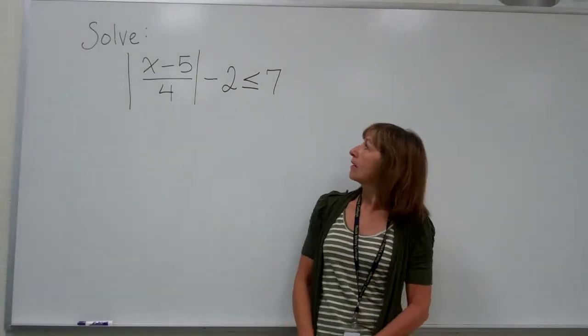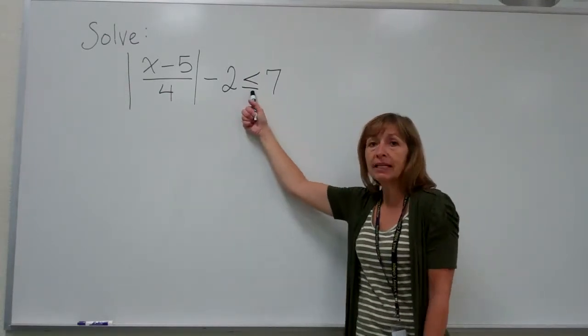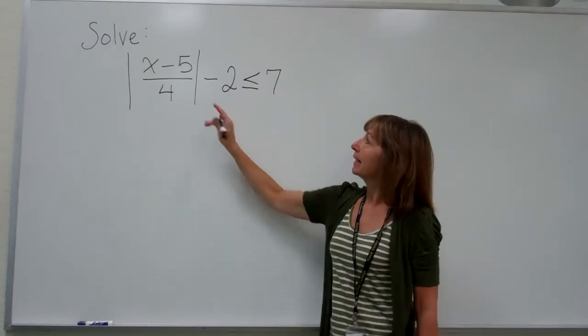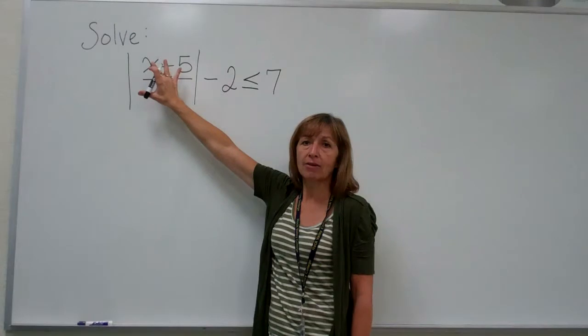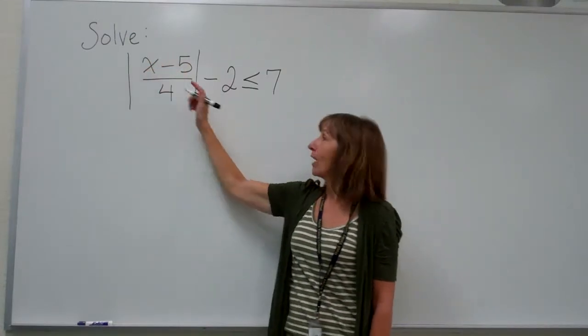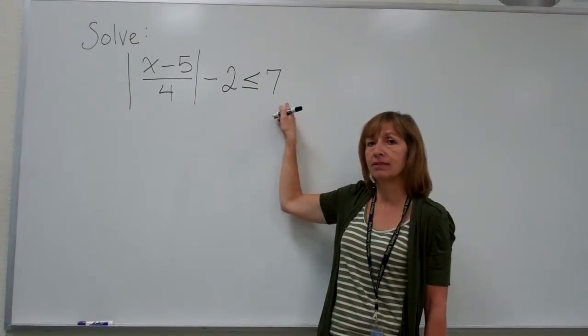Let's look at how to solve an absolute value inequality. When solving our absolute value inequality, we want to start by getting the absolute value of the expression on the side of the inequality by itself. Here we have the absolute value, and then we have a -2 after it. Here's the inequality sign, and there's the other side.